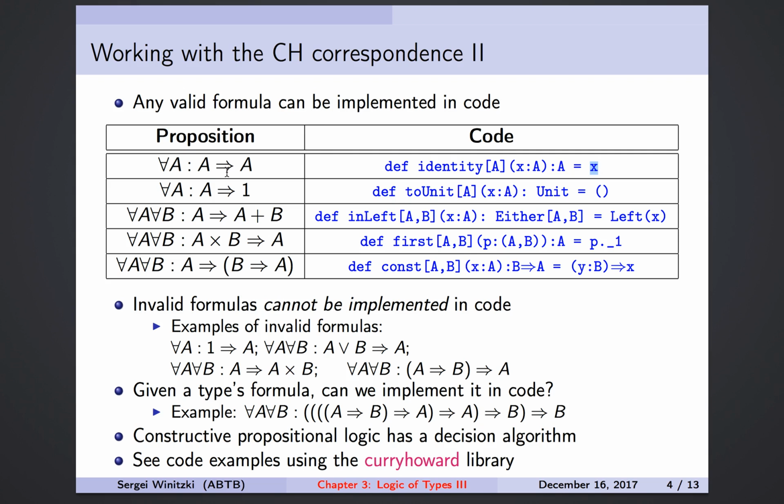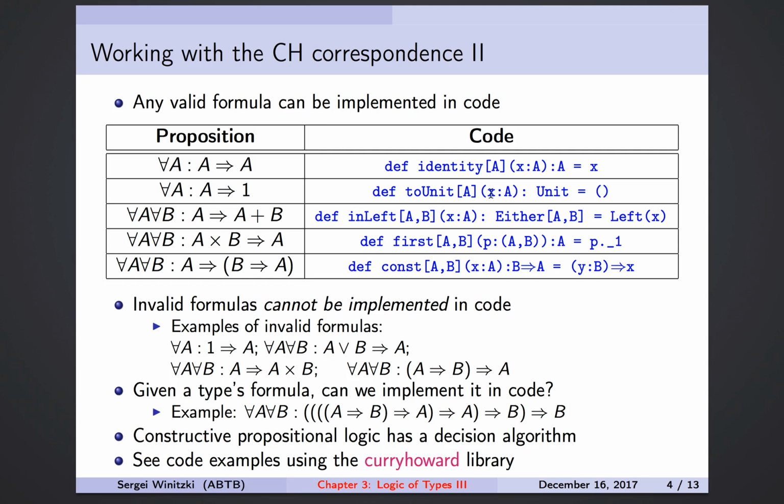So you see there is a direct correspondence between proofs and code. Let us see on further examples how this works. Here's a proposition that if you have a proof of A, then you can prove the true proposition. The code is that you take this x, which is a proof of A, you ignore it and return the unit value. So you ignore this x, which is the only way that you can do this.